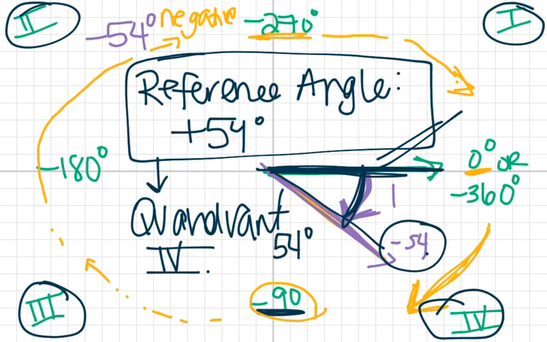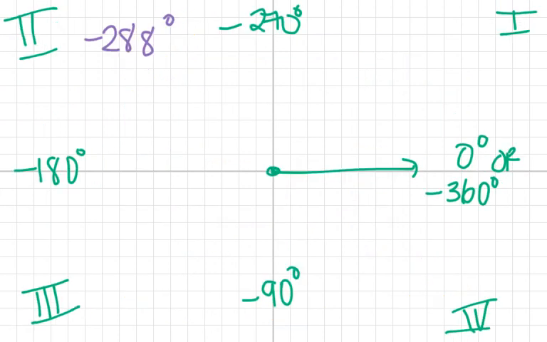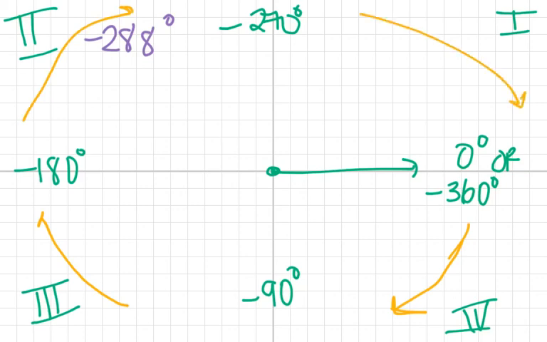Let's just do one more negative example so you guys get the hang of this. We're looking at negative 288 degrees. Remember, since it's negative, we are going in this direction. All right? And so now we start at 0. We always start at 0 here. And then let's go into the negative direction.